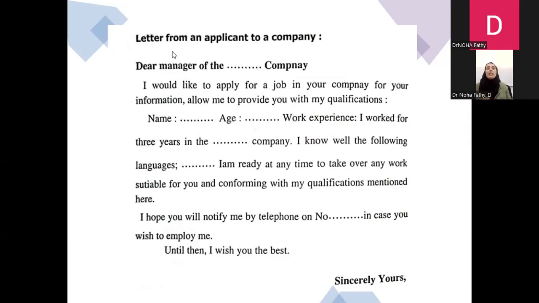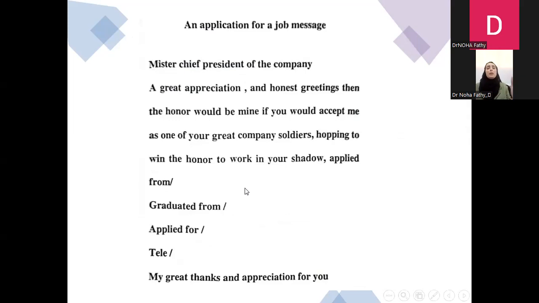I'm ready at any time to take over any work suitable for me, and I confirm my qualifications mentioned here. I hope you will notify me by telephone on number, and I write down my telephone number 0021, whatever the number, in case you wish to employ me. Until then, I wish you the best. Sincerely, and you write down your name. This is a form for an applicant, a message or reply.